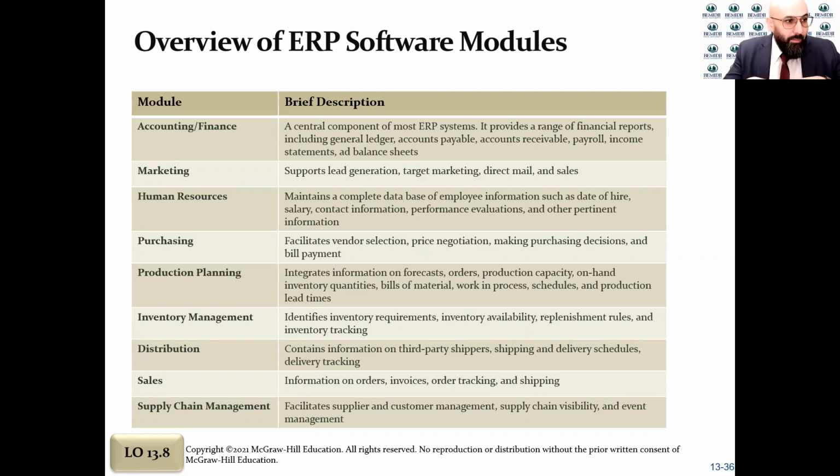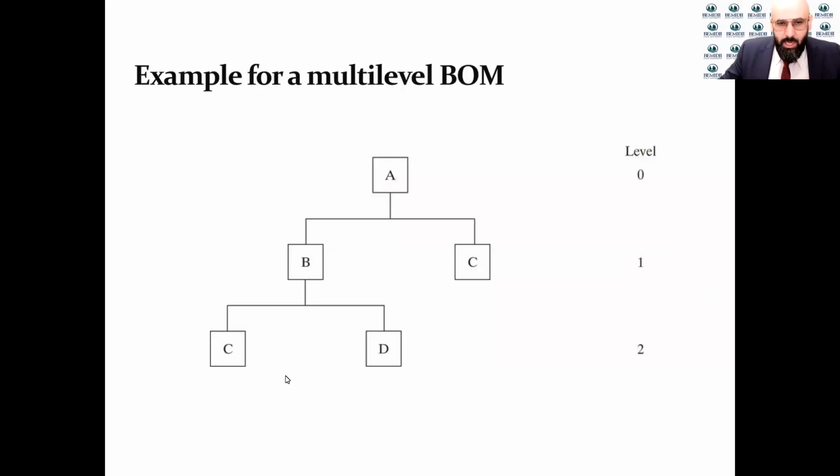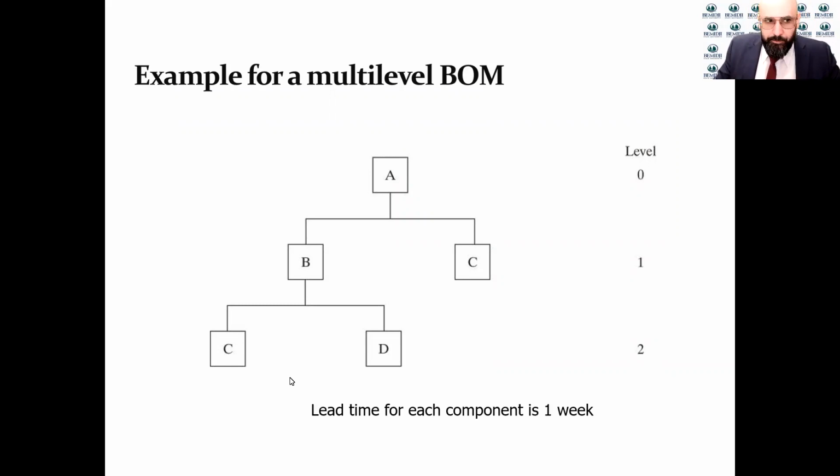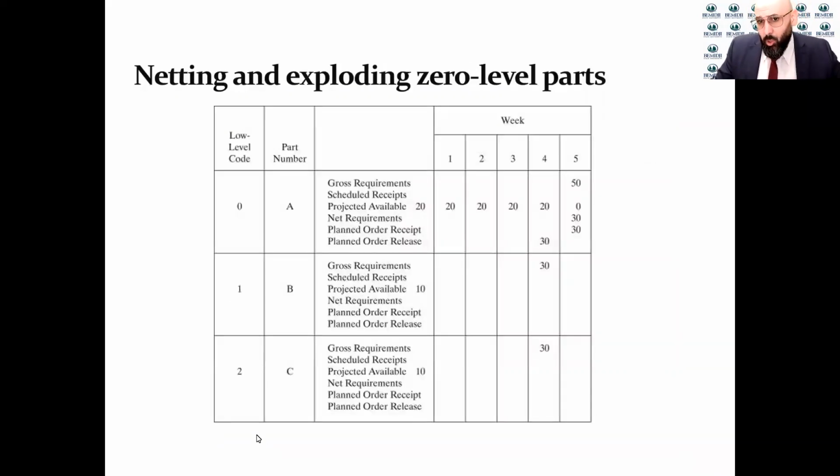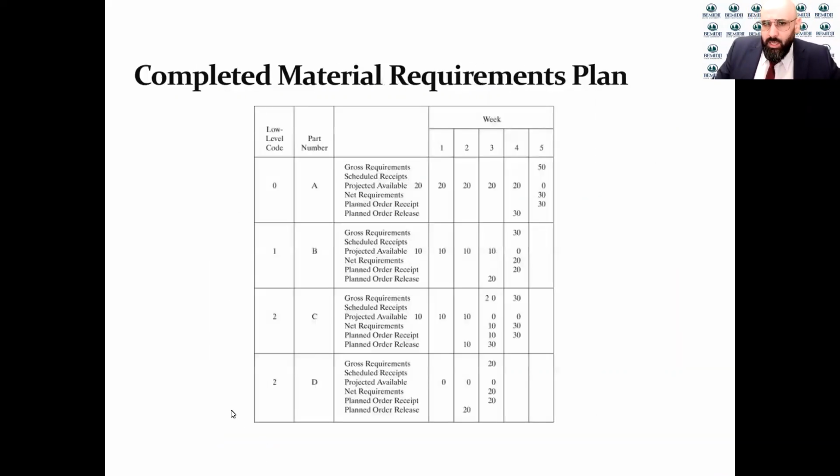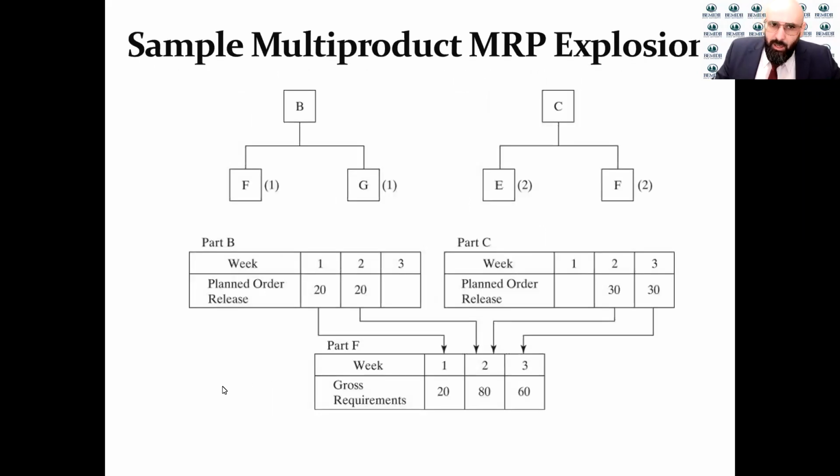With that, I'm going to end this chapter right here. There are a few slides that I left for you so you could review them in your own time, just as an example of the bill of material, an example on netting and exploding zero levels of parts, and then how to create the MRP plan for this particular example. I hope this is helpful.